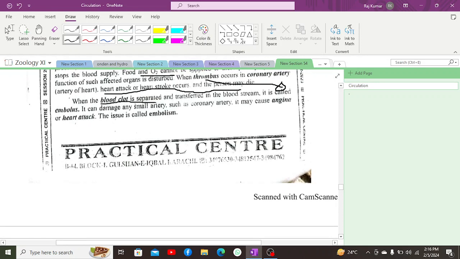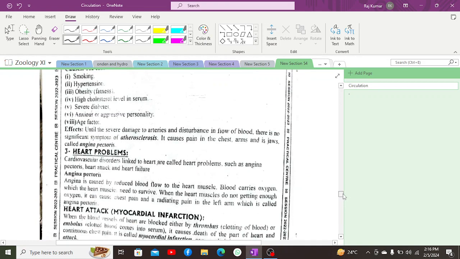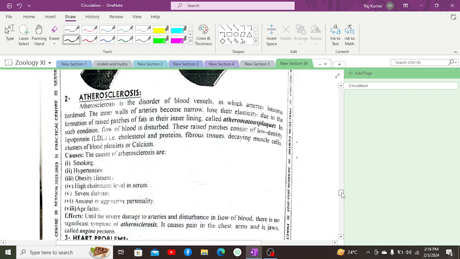When the clot is separated and transferred in the bloodstream, it is called an embolus. It can damage any small artery, such as a coronary artery, and it may cause angina pectoris or heart attack. This issue is called embolism. This can also stop the blood supply to a particular organ, due to which it leads to a condition known as hemorrhage, if I'm not wrong, and stroke as well. It can also lead to stroke due to stopping blood supply to a particular organ, particularly the brain.